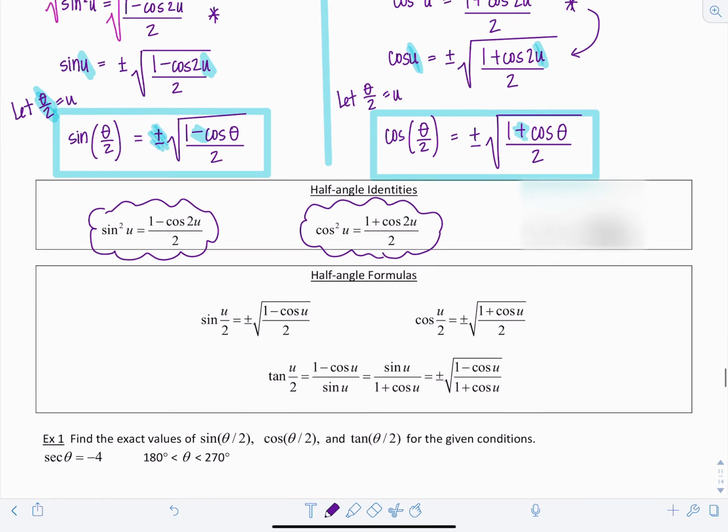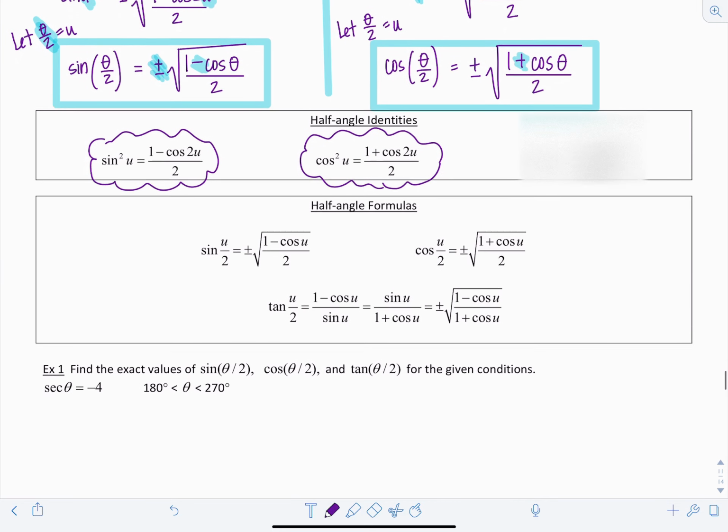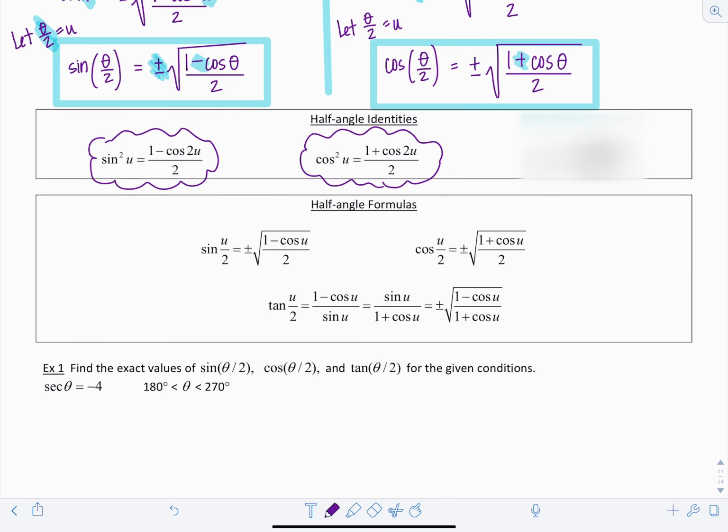And then for tangent, we won't go through the derivation. There's 3 different versions. You can really use whichever one you like. I will say this.